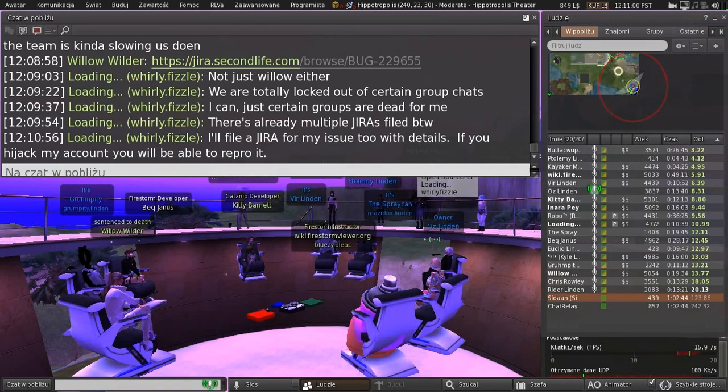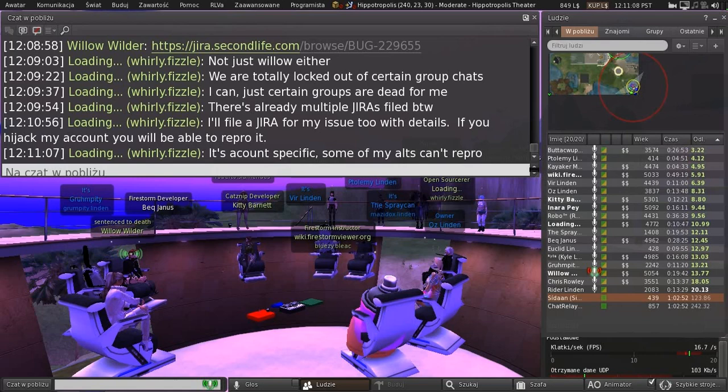Okay. So I'm happy to offer up my account if somebody wants to log in and use it. Account specific. Okay. Yeah, I have two alts also who can access those groups. I can get screenshots easily from those alts.